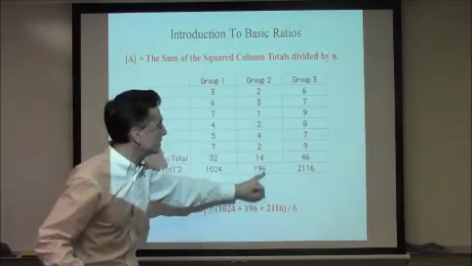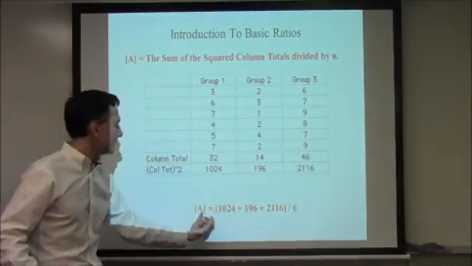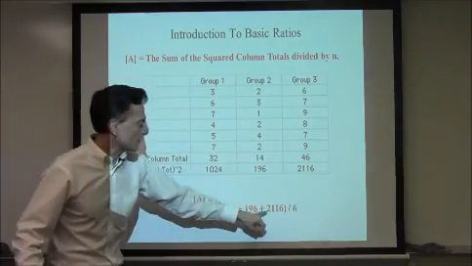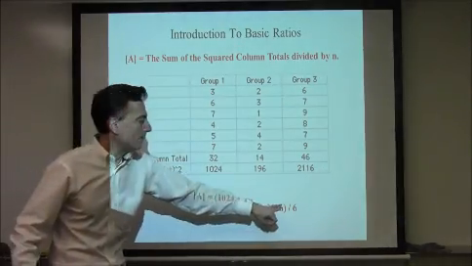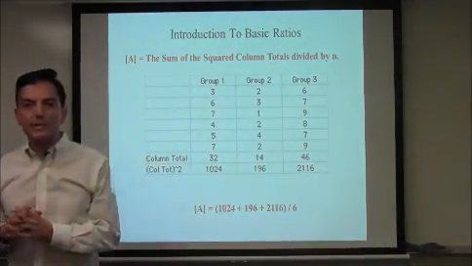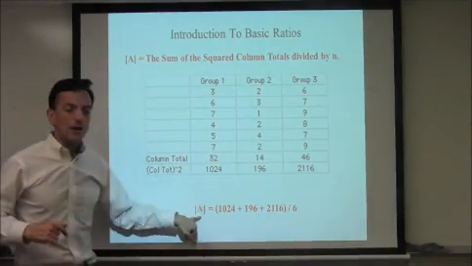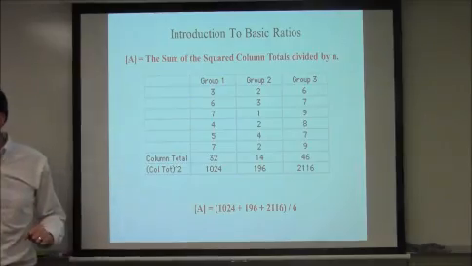We'll do the same thing for group 2 and group 3. We'll take each of these numbers down here. Okay? And now we have the squared column totals right along our numerator, and we'll divide by the number of observations that we have in each condition. That was lowercase n. Okay? And that's going to give us our basic ratio for A.